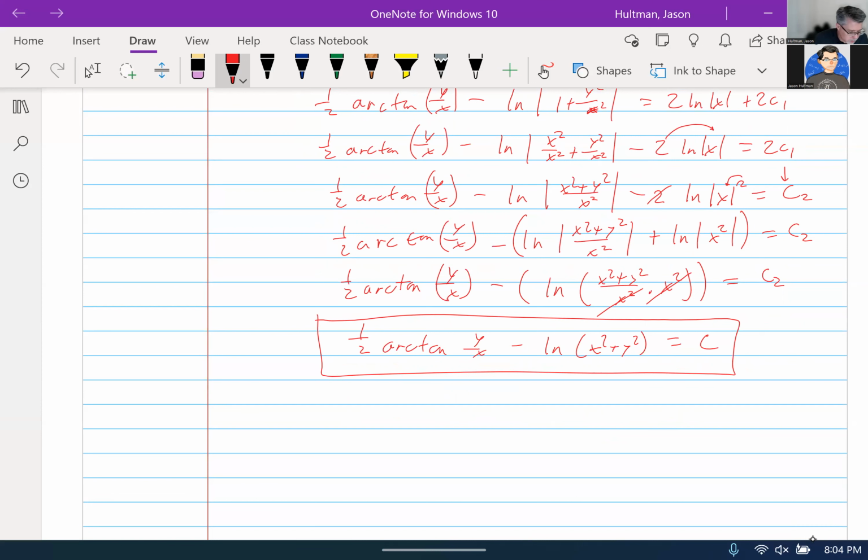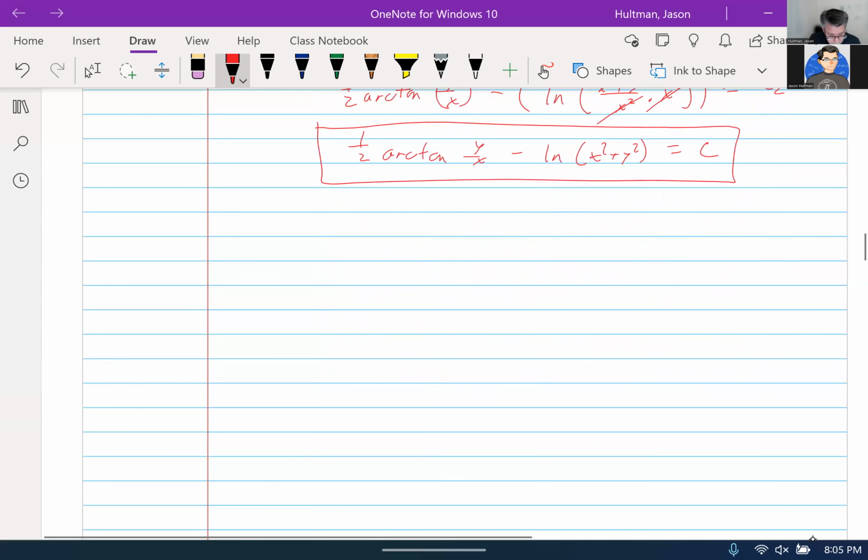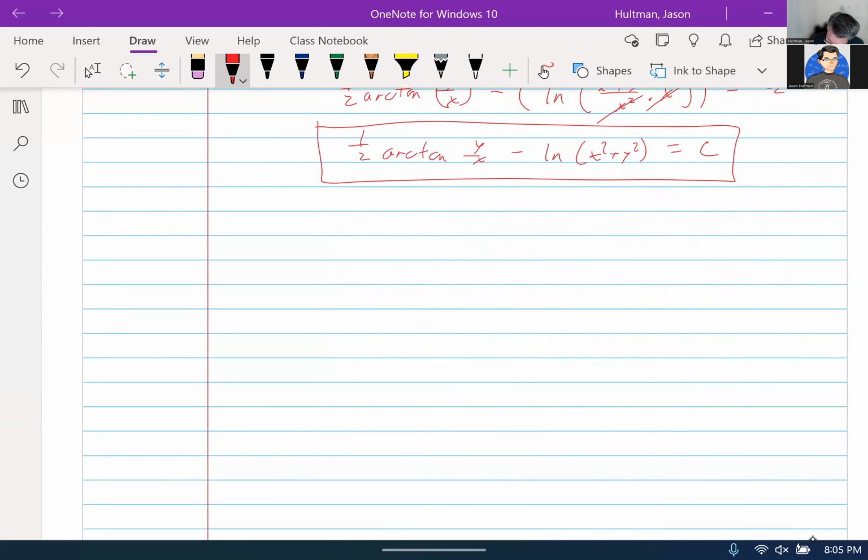Okay, let's look at another substitution. So that was a substitution for if they're homogeneous. Now we want to look at something called a Bernoulli equation.